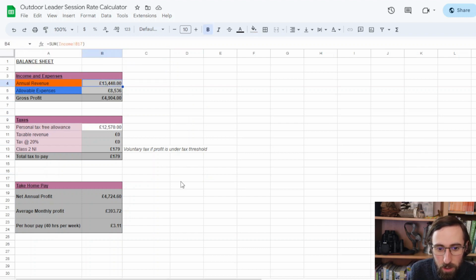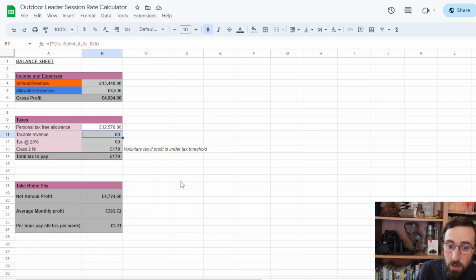current annual expected revenue is 13,440. Allowable expenses, so these are the expenses that you can actually write off from your taxes, would leave us with a gross profit of £4,904 for the year. I don't know about you, but that would be pretty tricky to live on. Then we head down here. So currently, as far as I know, the personal tax-free allowance is 12,570, which means we're way under that.